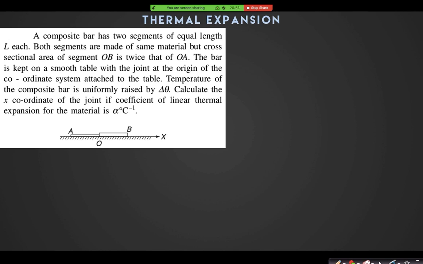So what is the concept behind solving this question? Can anyone tell me how to solve it? The center of mass of the composite rod will be at rest. Yes, center of mass will not move, because there is no external force acting on it horizontally. So can you just try to solve it?